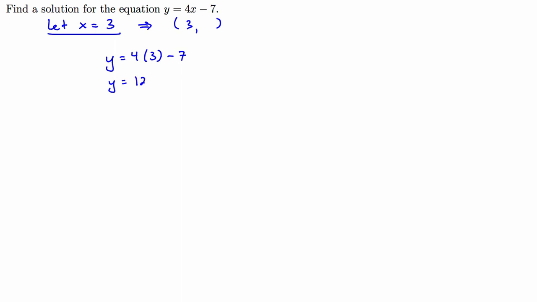Well, in this case, all we need to do is some arithmetic to find that y value. 4 times 3 is 12, and separately, 12 minus 7 is 5. So we have now found a solution for this equation. We know that 3 comma 5 is a solution for this equation.